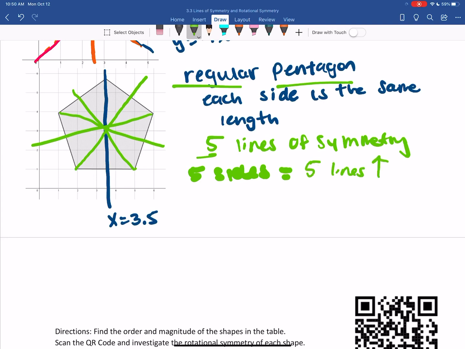Okay, think about a regular octagon. For a regular octagon, how many sides does it have? Octagon, there we go. We've got 8 sides, that means it has 8 lines of symmetry.